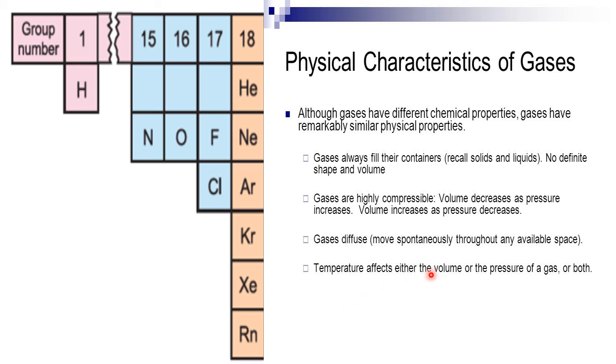Temperature affects either the volume or the pressure or both. So temperature may increase or decrease, or pressure may increase or decrease, because of temperature. That means temperature has an effect on volume and pressure independently, or sometimes both are considered.